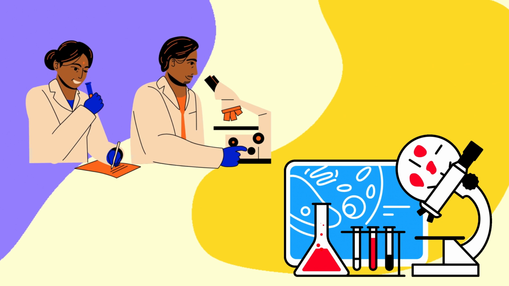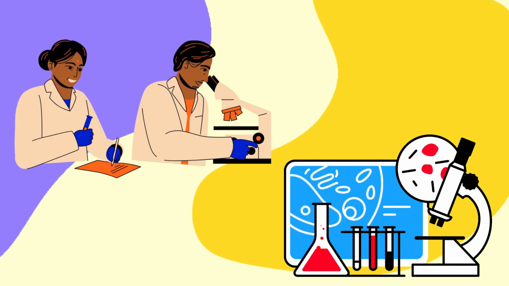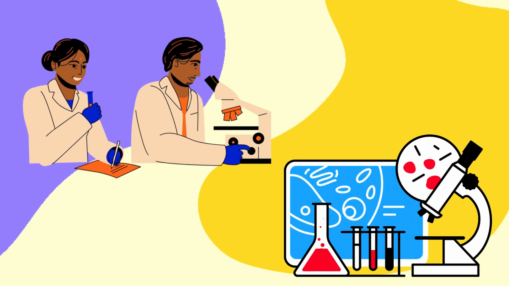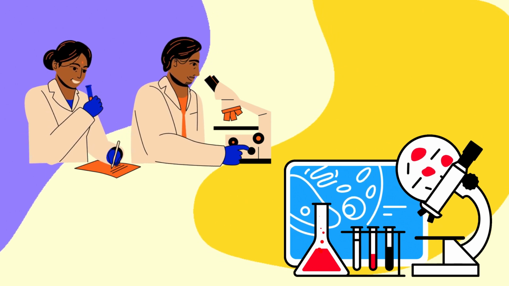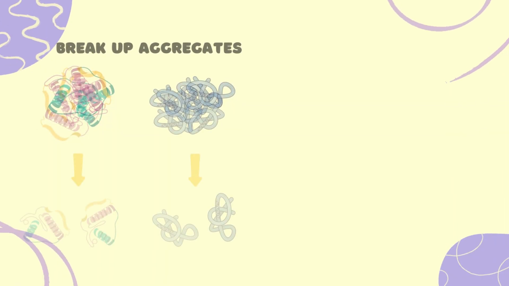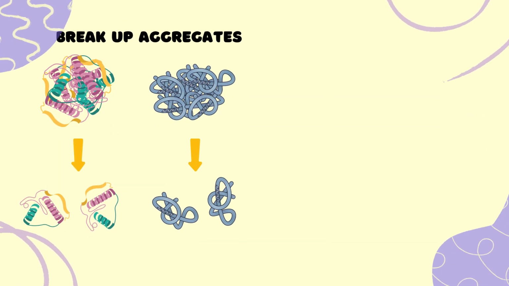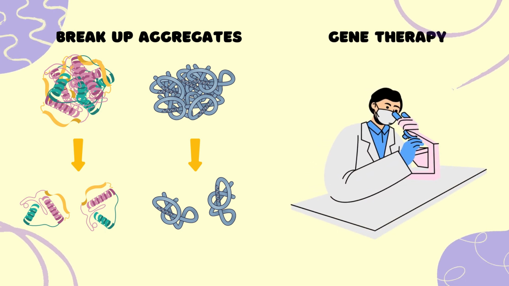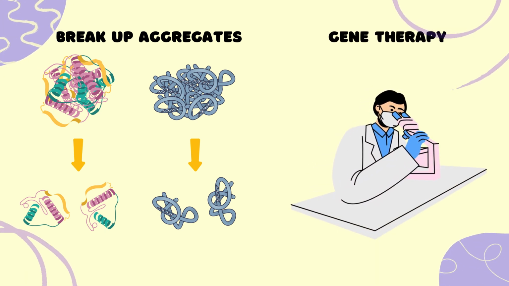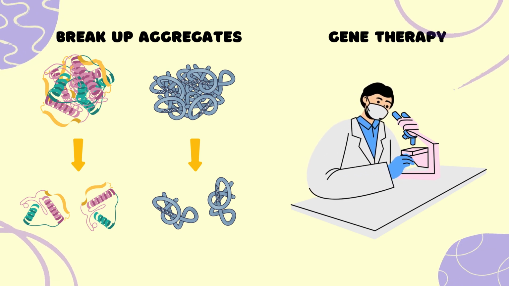Researchers are actively exploring potential therapies that could target the misprocessing of RNA, the aggregation of toxic proteins, and the restoration of normal RNA regulation. For example, some approaches are focused on using small molecules to break up protein aggregates, while others are investigating gene therapy techniques that could correct the RNA processing errors caused by mutations. These methods offer hope for slowing the disease and improving the quality of life for people with ALS.